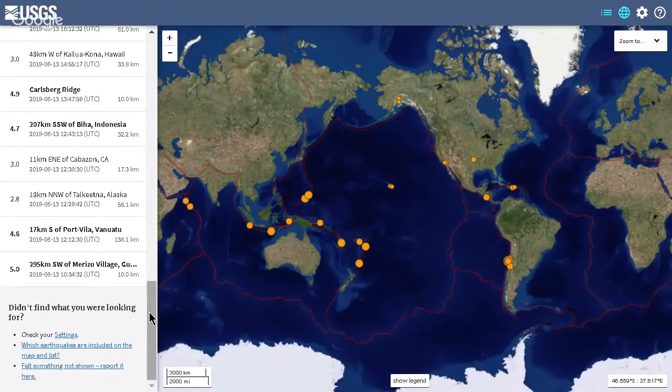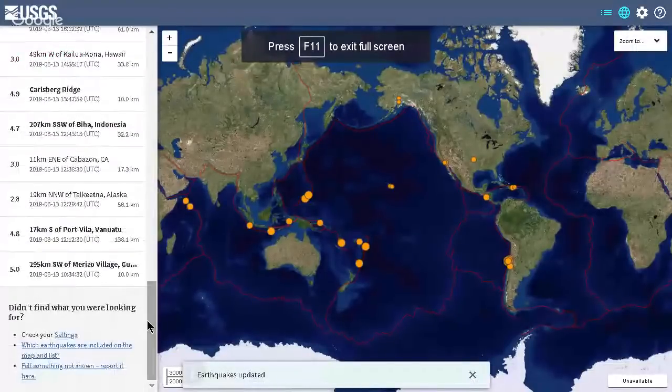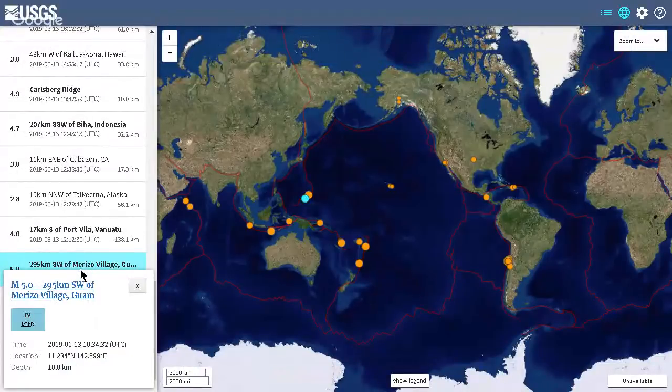Now, we did see a large quake in Chile. We're going to get to it in a moment. Let's just hit refresh here to make sure we have all the data, courtesy of USGS, which is the United States Geological Survey.